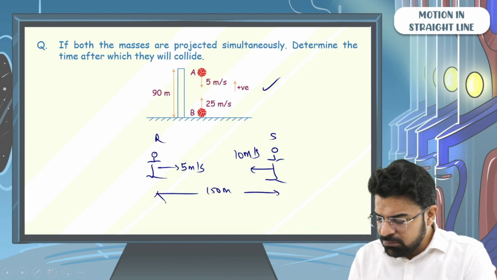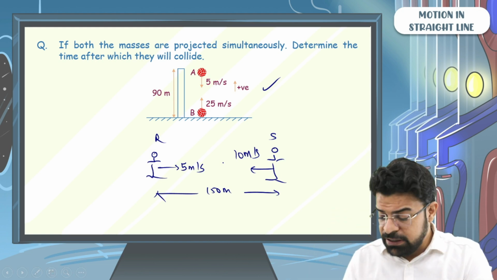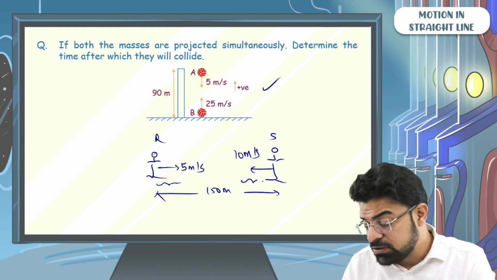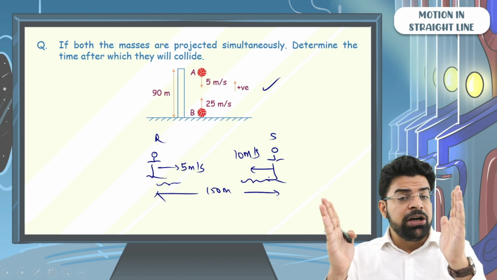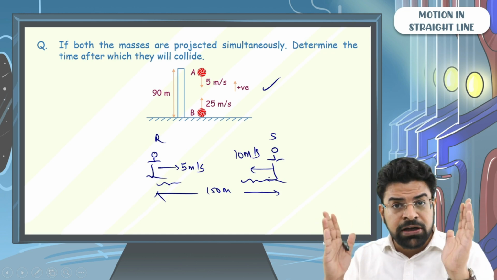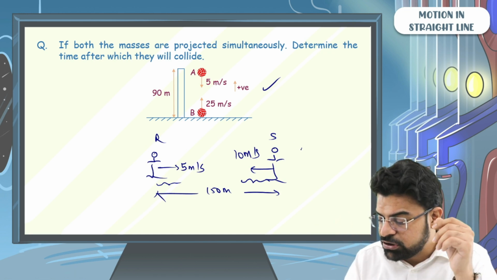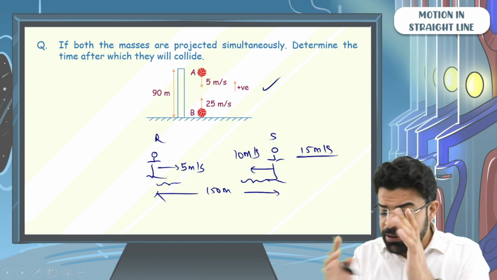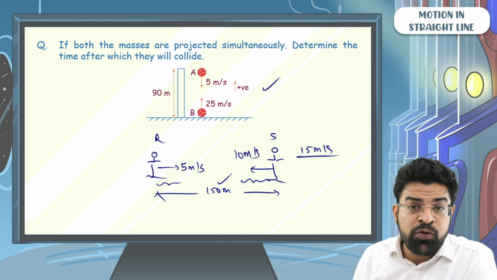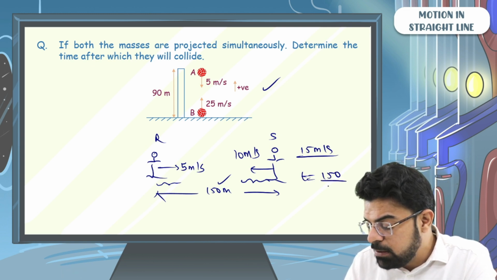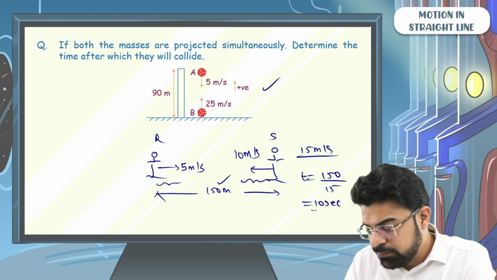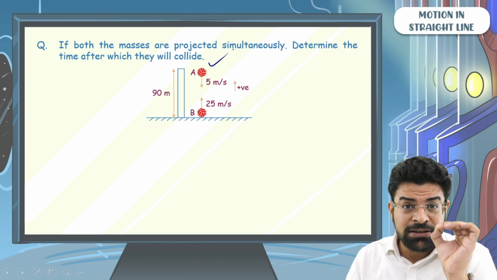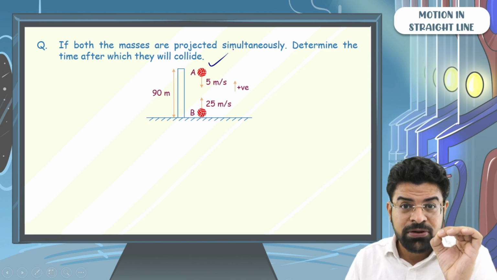So you will say, sir, the velocity of Ram is trying to decrease the separation at 5 meter per second, the velocity of Sham is trying to decrease the separation at 10 meter per second. So both the velocities are trying to decrease the separation. So the rate of decrease of separation will be 15 meter per second. Every second the separation between them will decrease by 15 meter. So as the separation decreases by 150 meter, the time taken will be 150 by 15, that will be 10 seconds, right?